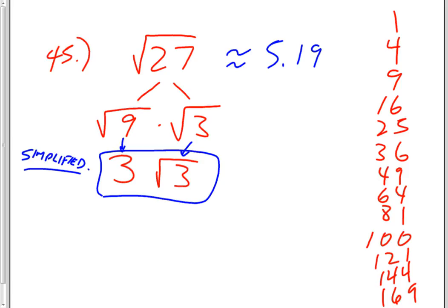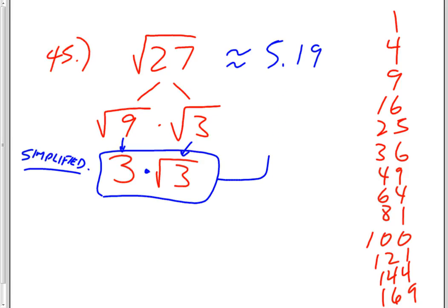What does it mean when two things are next to each other? What operation? What's going on between the three? Multiplication. Put a multiplication symbol in between. Put that in your calculator. Do 3 times radical 3. If you don't get 5.19, something went wrong. If you get 5.19, it might be right. Doesn't mean it has to be right, but at least you're on the right track.